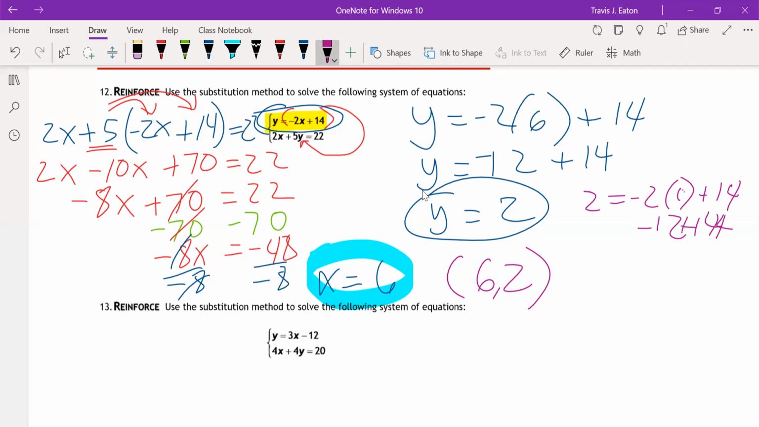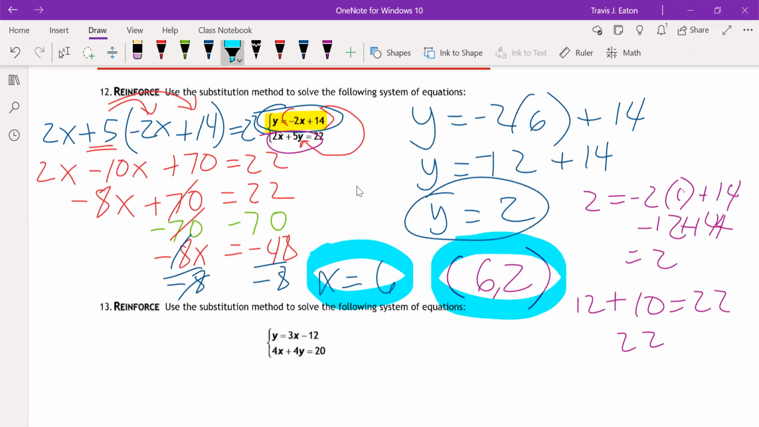Whoops. And negative 12 plus 14 equals 2. So that one works. And what about this equation here? Check, it has to work for both equations. So 2 times x, 2 times 6 equals 12. And then 5 times y, 5 times 2 is 10. Does that equal 22? Yeah. 12 plus 10 is 22. So yeah, it checks out. Both equations work out to be the right number.